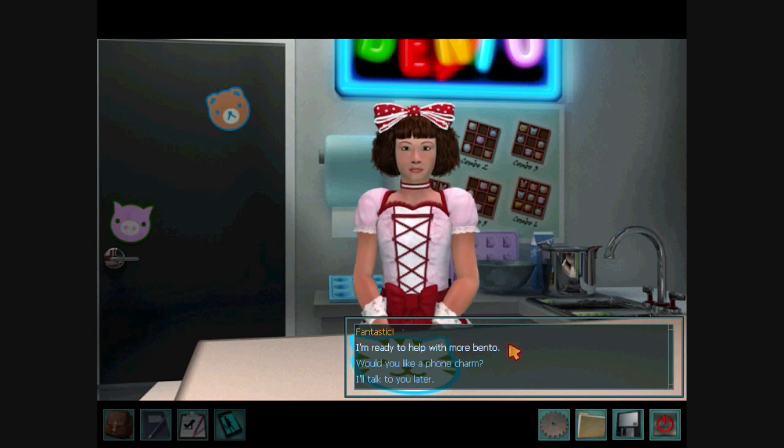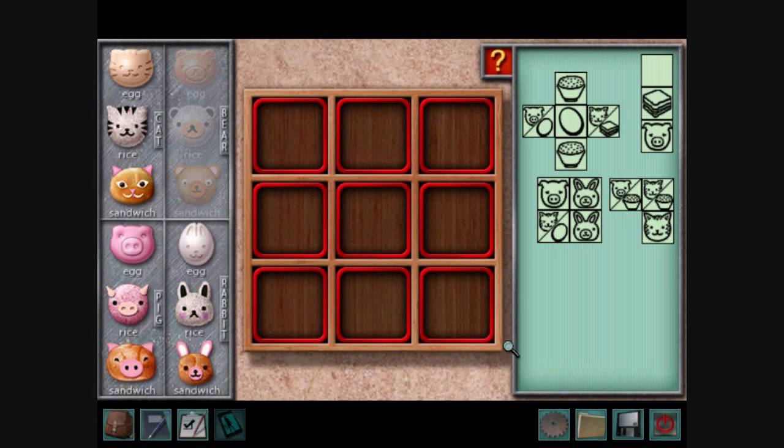Alright! Let's do some more bento. I'm ready to help with more bento. As I said, these puzzles are randomly determined. They're going to change every single time you play the game. And this looks like a tough one that I am definitely going to need notes for. This middle piece is going to look like this. Pig rice, and then cat sandwich.